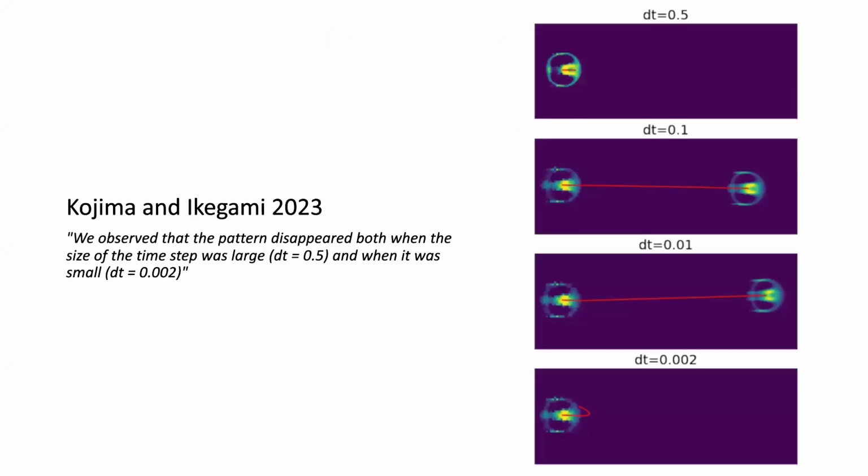We'll start at the same place one of the talks yesterday started, because our research branched from the same thing. That's an offhand observation in this paper by Kojima and Ikegami in 2023: in the regular Lenia organisms, they found that a pattern would disappear if you made the simulation more accurate, using a smaller time step, as well as using a bigger one, which is unexpected, right?